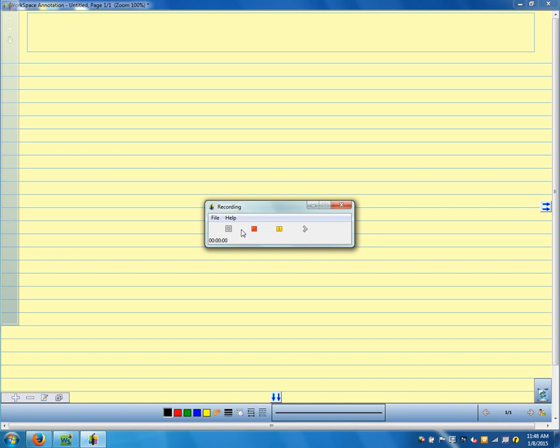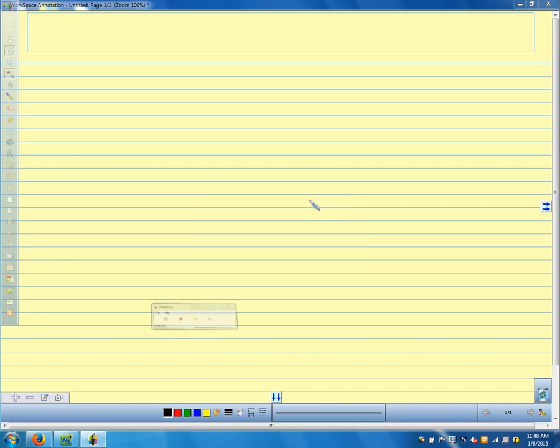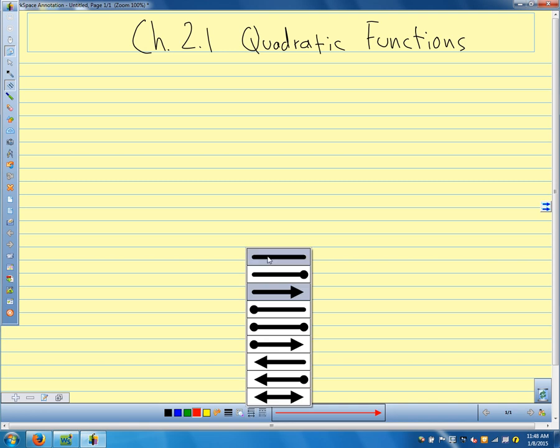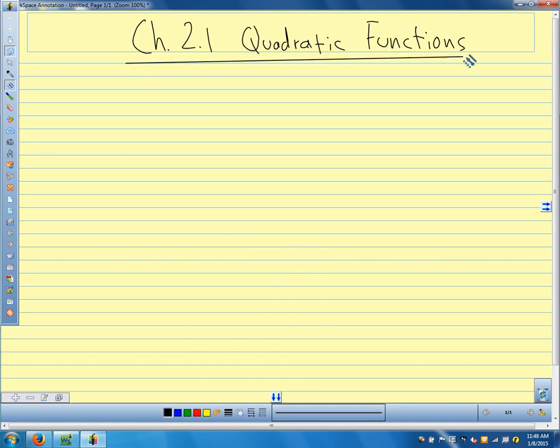All right, quadratic functions, chapter 2. All right, so chapter 2 is all about polynomial functions. And quadratic functions are a special kind of polynomial function. So let's write down, we'll talk about this quite a bit this chapter. So a polynomial.